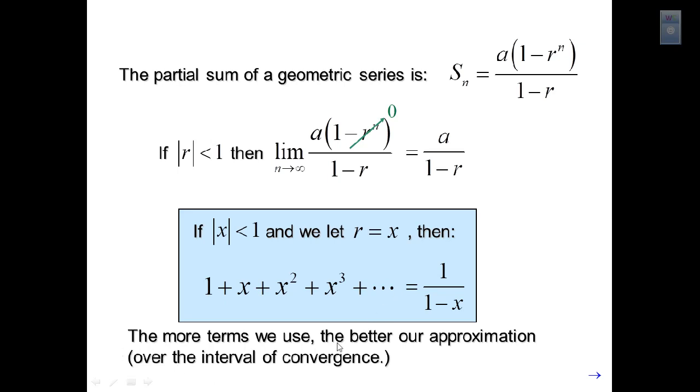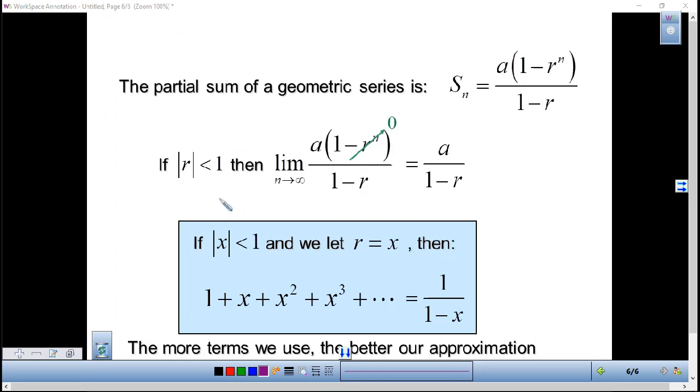And remember, the more terms we use, the better our approximation over the interval of convergence. Remember, the interval of convergence here is still going to be from -1 to 1, not including those endpoints. Think about absolute value there. We talk about absolute value of x has to be less than 1, but it also has to be greater than -1. That's where that interval of convergence came from before.